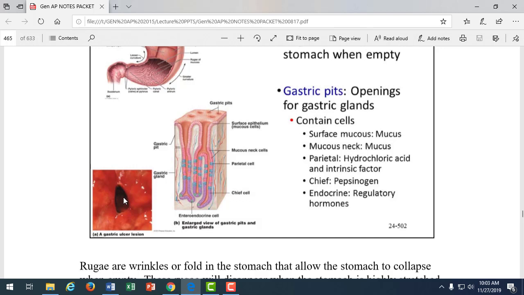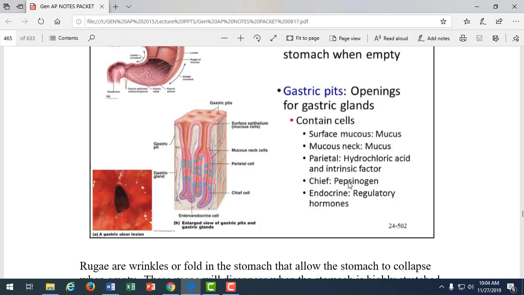So there's all different types of cells. You don't have to know the name and the function of these cells. Just know that the stomach releases hydrochloric acid, intrinsic factor, which helps us absorb vitamin B12 to make red blood cells. Pepsinogen is to break down proteins. And then there's different hormones, like gastrin, that the stomach secretes. But you don't have to know that for general A&P. But you do have to know hydrochloric acid, intrinsic factor, and pepsinogen. Those are the major secretions of the stomach.